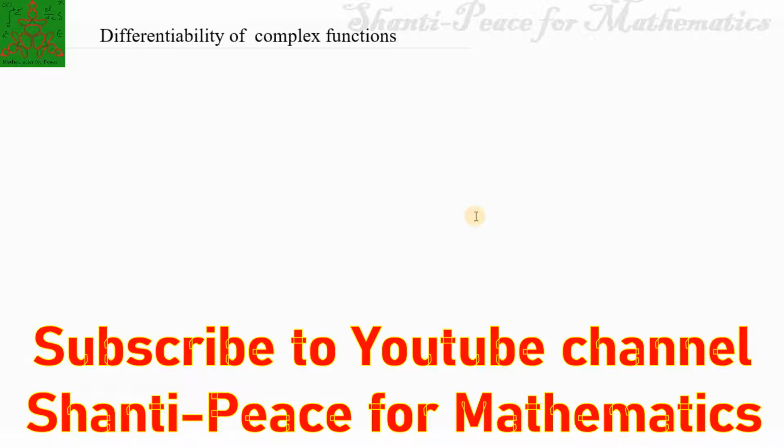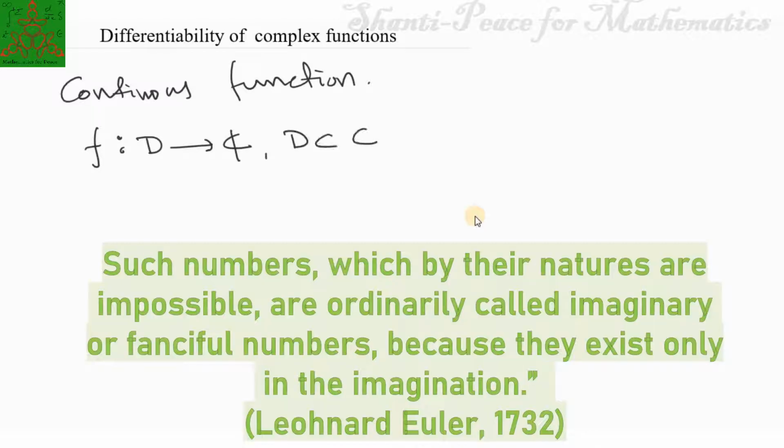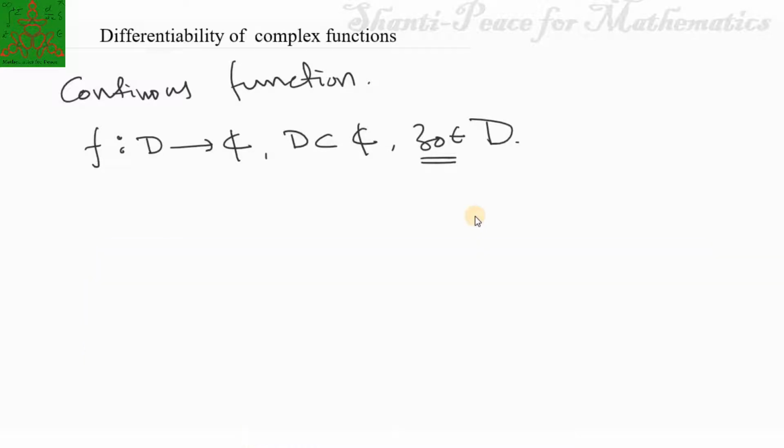In the previous video, we talked about the continuous function. If you have a function defined over D to C, where D is a subset of C and z0 belongs to D, and D contains a neighborhood of z0, then for f to be continuous at the point z0, it has to satisfy three conditions.